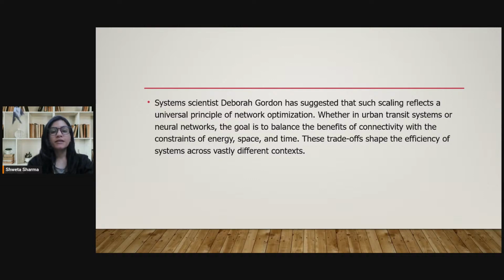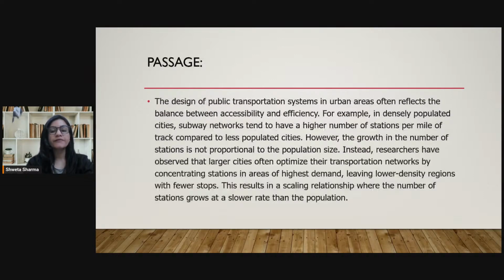Okay, let's go through the passage together and see if the understanding is on the same page. Both of us, like you guys and we here, are able to comprehend the same line of thought given the passage. So this passage is about the public transportation system in urban areas. We're talking about the design. The design of public transportation systems in urban areas often reflects a balance between accessibility and efficiency.